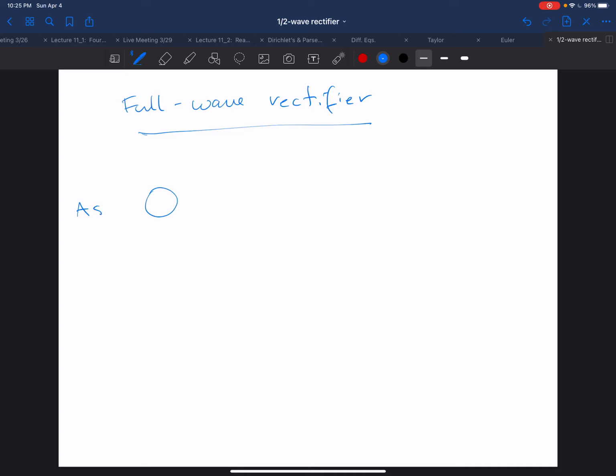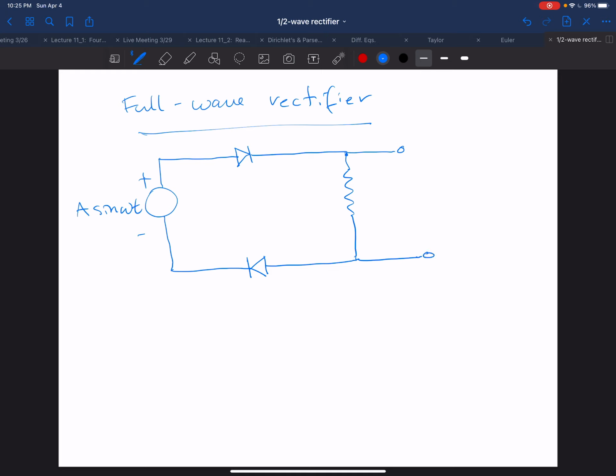Let's take the same input voltage and let's have our ideal diode that we had last time, and our resistor. And we'll make things symmetrical by adding another ideal diode in the return path here. So at this point, we've got essentially the same circuit as before. This is essentially just a half-wave rectifier.